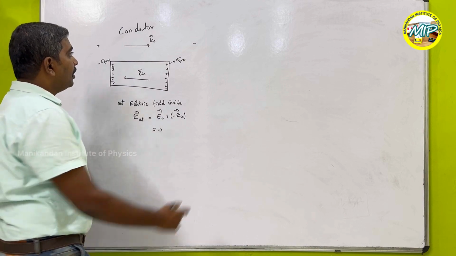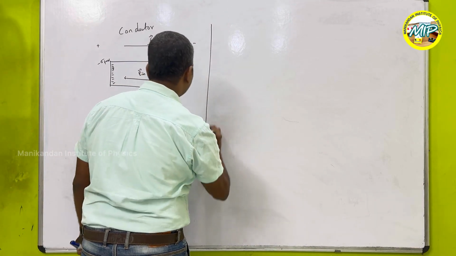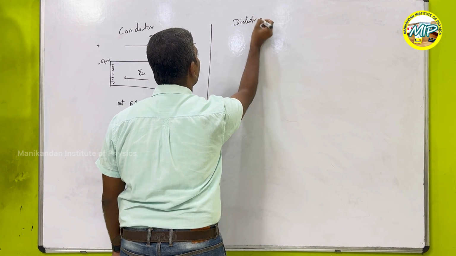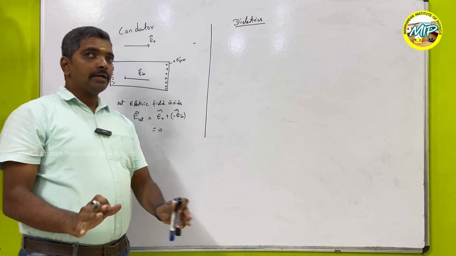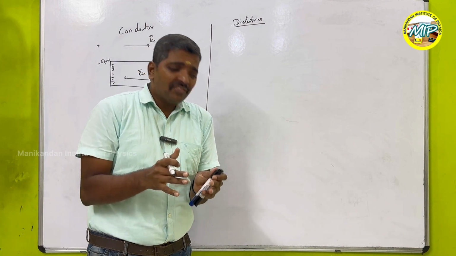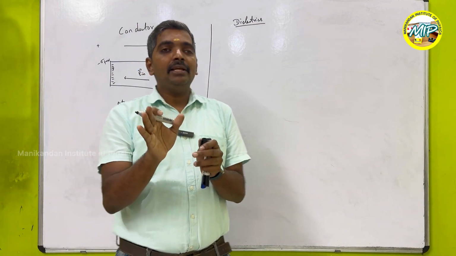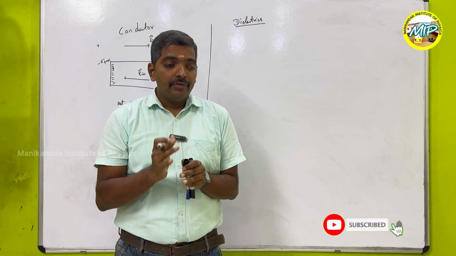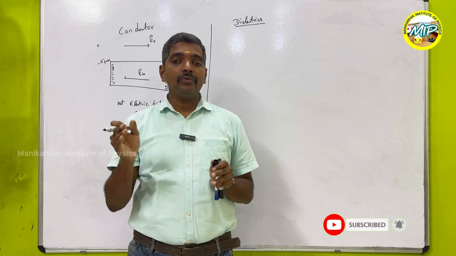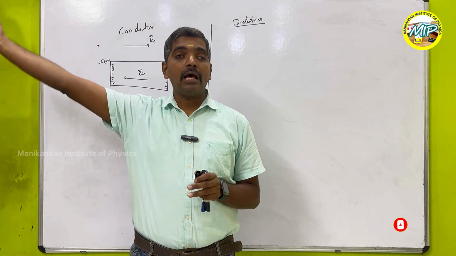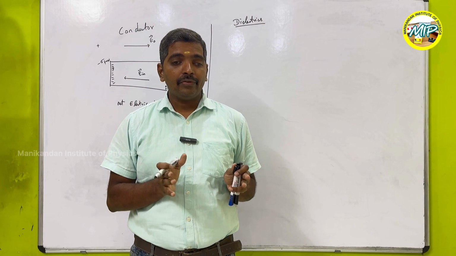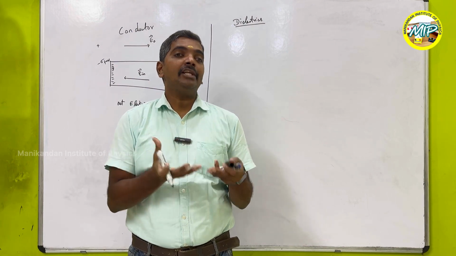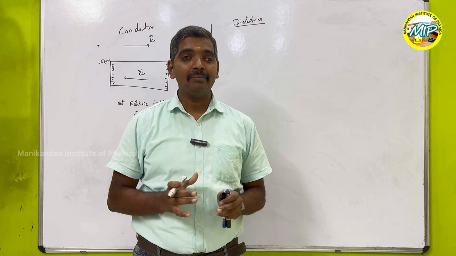Next we are going to discuss the dielectric materials. Dielectric is an insulator. Then what is the difference between an insulator and a dielectric? All dielectric materials are insulators. What is the difference? In insulators, the amount of energy required to produce the free charges is very large. In the case of dielectrics, we have to apply only a small amount of energy to create the free charges. That's why they are called dielectric materials.